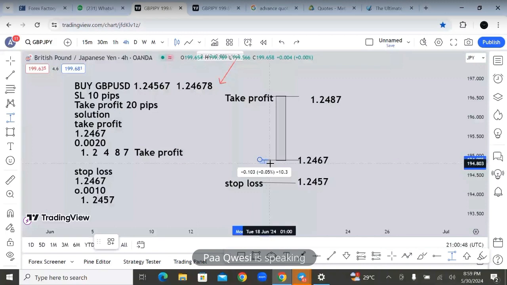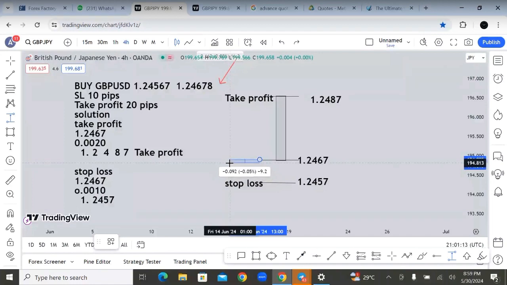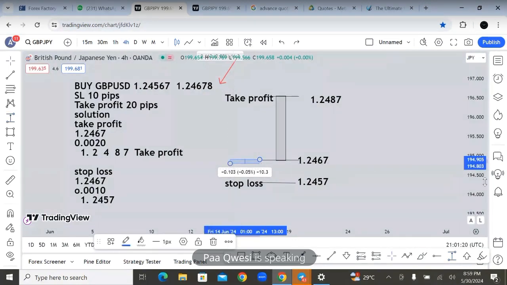You have to understand this basic principle: if you are buying, that means your stop loss should be down. So you stretch it down to get 10 pips. When you stretch it down, because the current market price is up, it is negative, so you calculate it on negative 10. Negative 10 will be here, and this will be your stop loss.